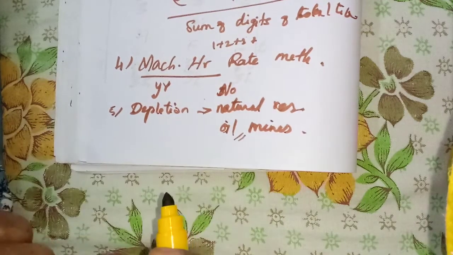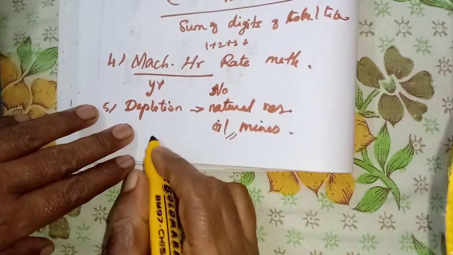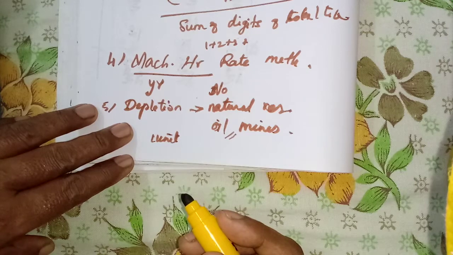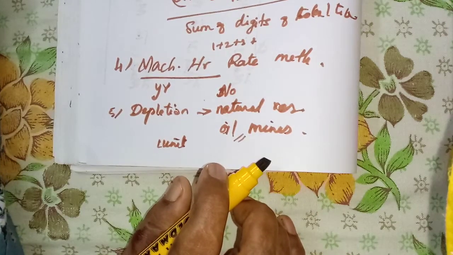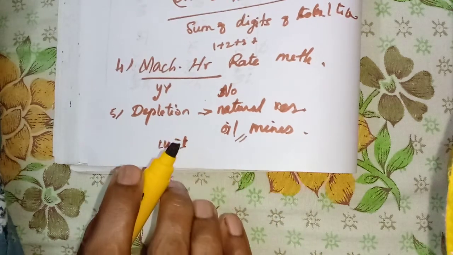Here they will calculate for 1 unit. First they will calculate the rate of depreciation for 1 unit. Then they will multiply that rate by the number of units they have extracted. Then they will get the amount of depreciation.